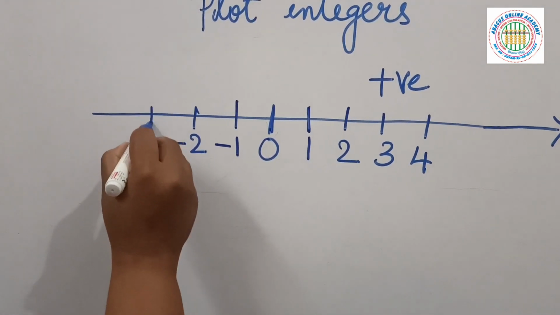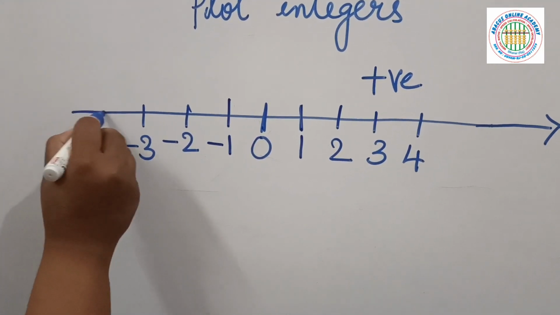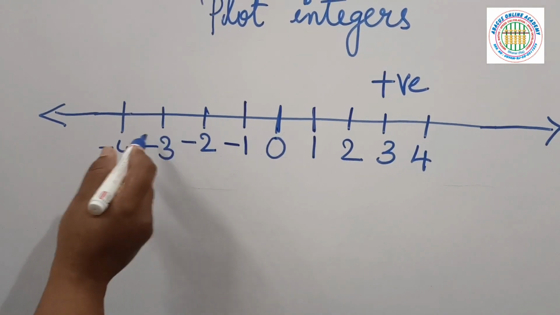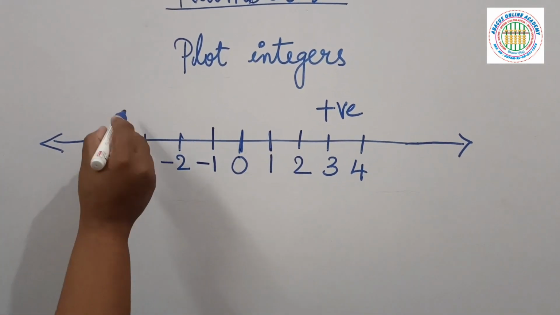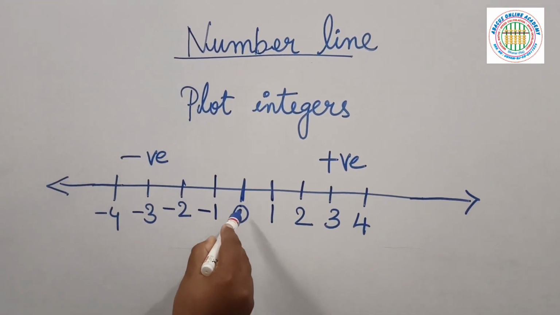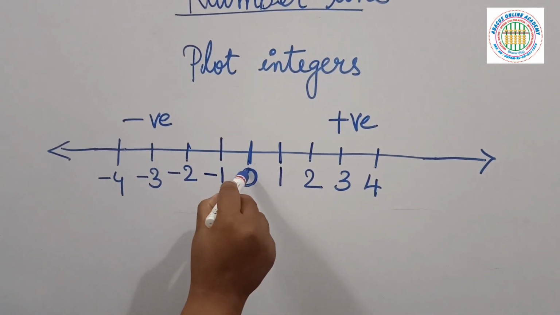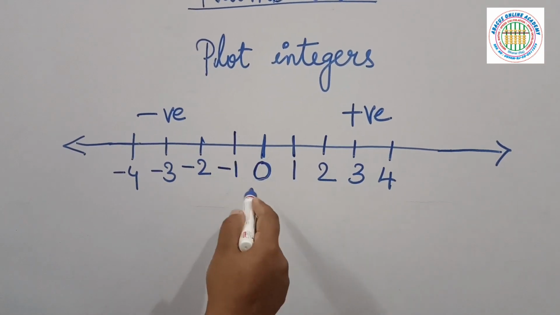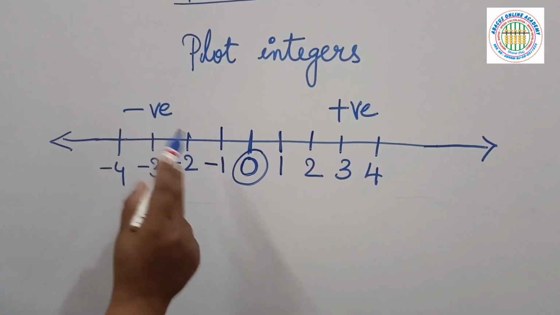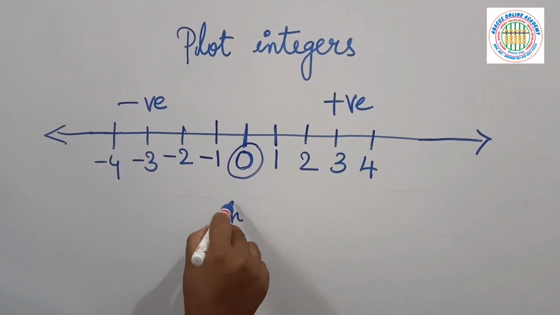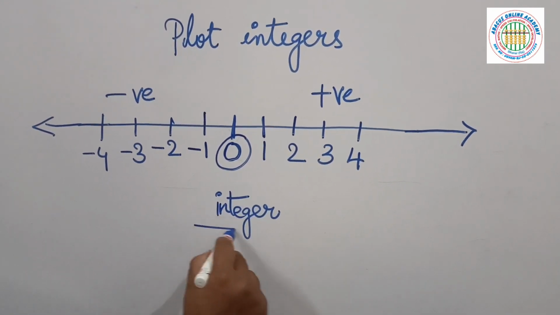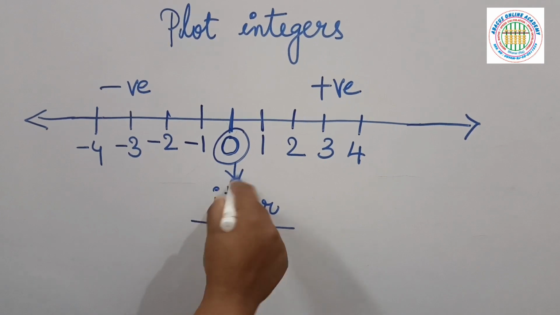Minus 1, minus 2, minus 3, minus 4, and if you want to stretch the number line, you can go on, and towards your left it is negative integers. And you can see a 0 in this number line, right? We have seen in the previous video that 0 is not a positive integer, it is not a negative integer, it's just an integer. You can't count it as positive, you can't count it as negative.